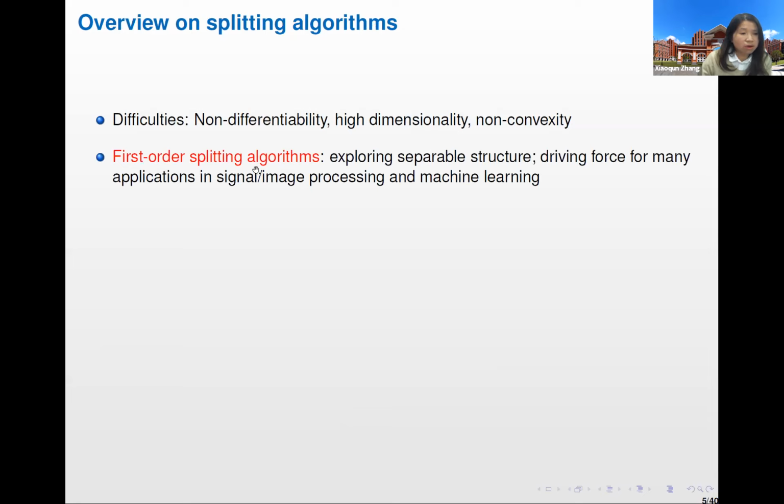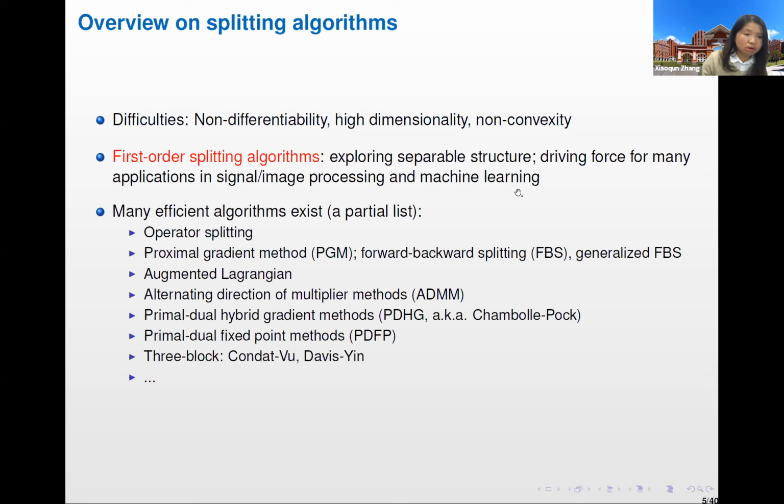And we all know that first order methods are quite popular because they allow us to explore separable structures in the data. It's a driving force for many applications. And here is a partial list of all kinds of efficient algorithms, including all kinds of operator splittings and proximal gradient methods, augmented Lagrangian and ADMM and PDHG, etc.